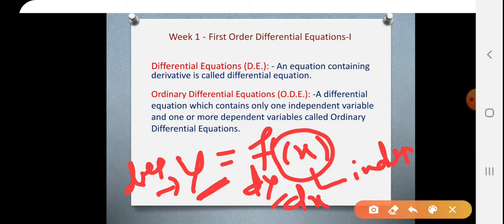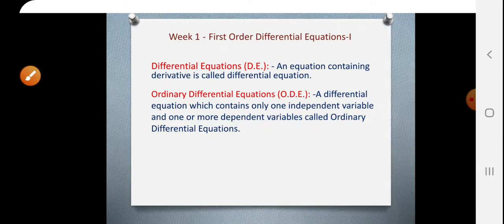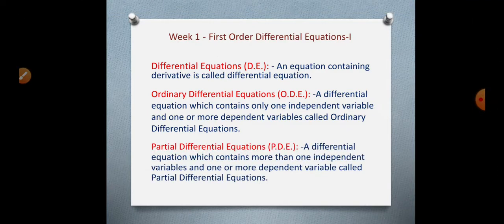I get dy by dx, du by dx, like that. So such equations we call partial differential equations. Ordinary differential equations. Now the second part is partial differential equations. A differential equation which contains more than one independent variable, or one or more dependent variables, is called a partial differential equation.